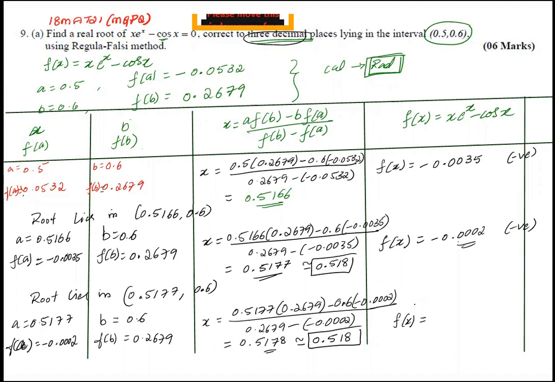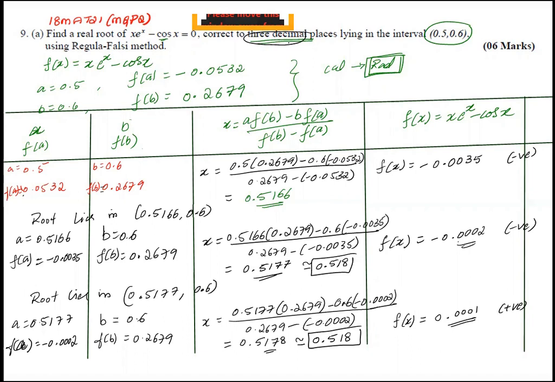Even you can calculate f of x at 0.5178. Surely you will get near to 0. E power minus 0.5178 minus cosine of 0.5178. You will get the answer as nearly 0.0001. If you calculate, it is a positive value.